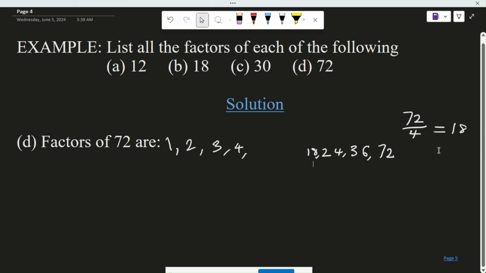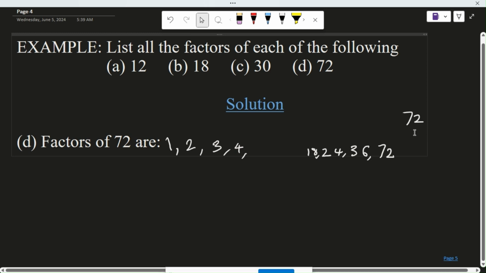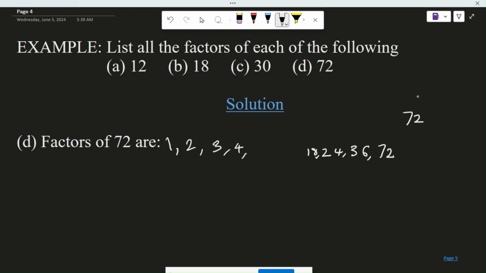Right? After 4 is 5. It is obvious that 5 cannot go in 72. If you use a calculator, you can use it to confirm that. But 6 will definitely divide 72. Exactly. 72 divided by 6, our answer is 12. So we have 6 and we also have 12.